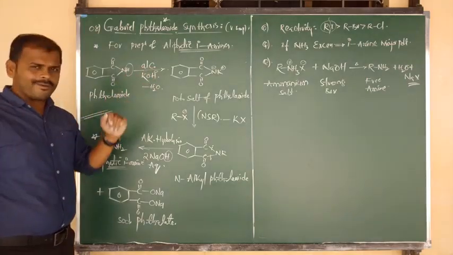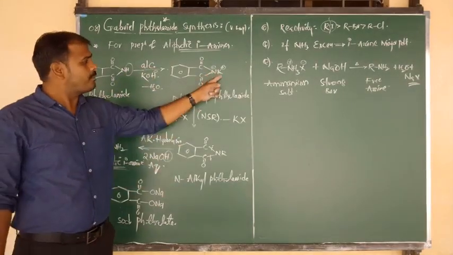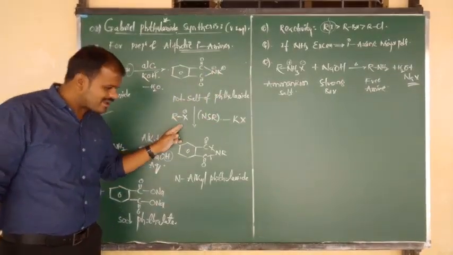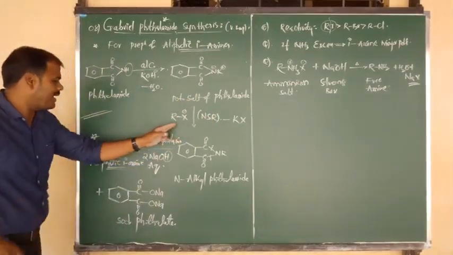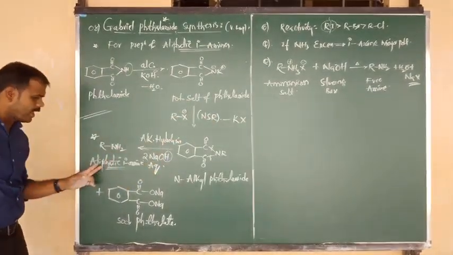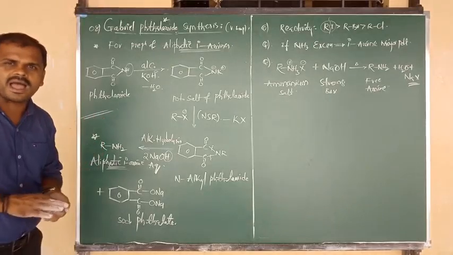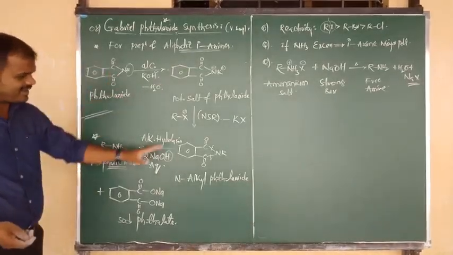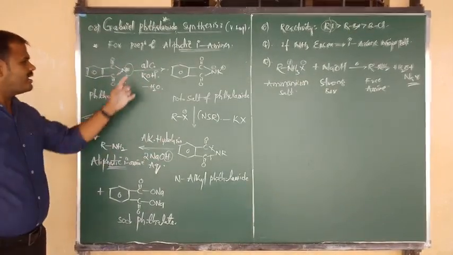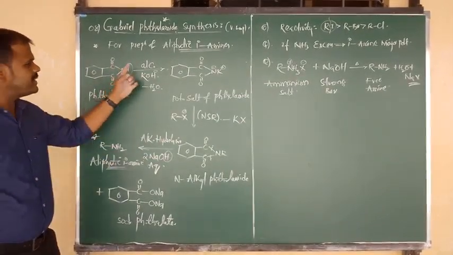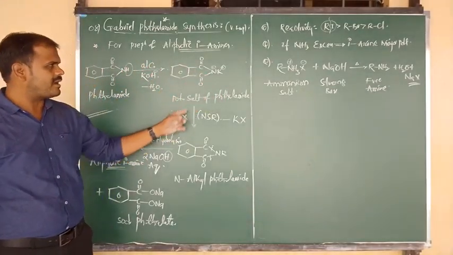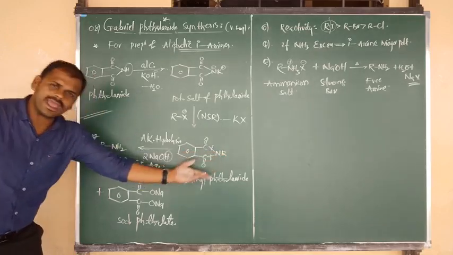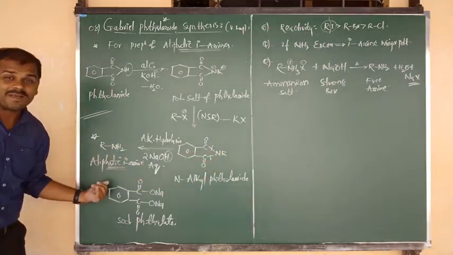So the statement: phthalimide on reaction with alcoholic KOH gives potassium salt of phthalimide, which on reaction with alkyl halides and followed by alkaline hydrolysis gives aliphatic primary amines. In that manner, simply we can write the statement, but focus on the steps. First of all, alcoholic KOH, NH becomes NK. After reaction with alkyl halide, NK becomes NR. NR upon alkaline hydrolysis changes into the aliphatic primary amine.